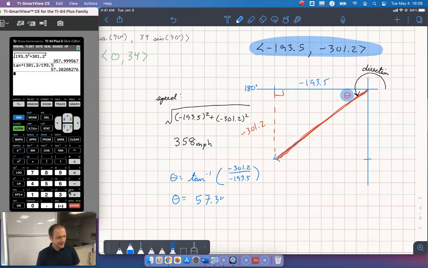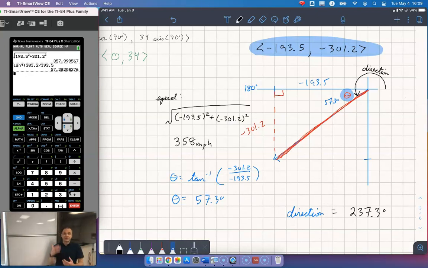So that means this angle is 57.3 degrees, which is slightly further beyond the 180. So I have to add that to 180. So my overall direction is going to be 180 plus that, so that I think is about 237.3 degrees, which makes sense because it is in the third quadrant. And so we have that.